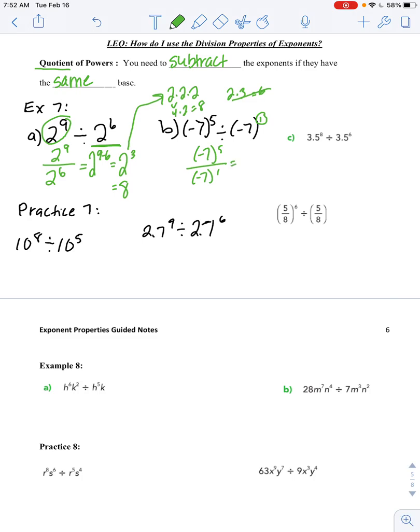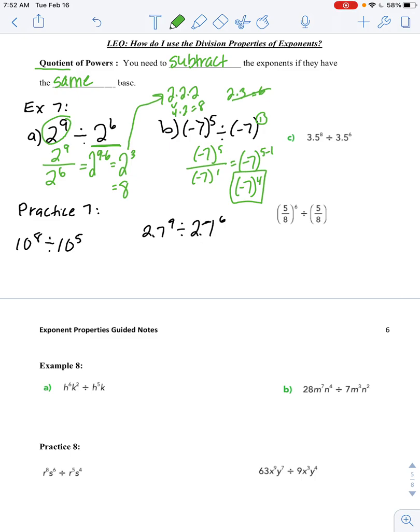Our bases are the same. They're both negative 7. And then we're going to subtract our exponents, 5 minus 1. So our answer is negative 7 to the 4th. Okay, I would keep negative 7 to the 4th as your answer, because otherwise it's going to be a big number. It's going to be negative 2,401.